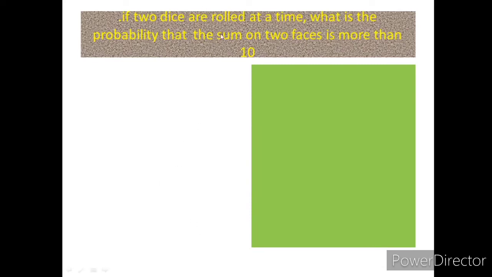Here the condition is the sum on two faces is more than 10. More than 10 means you may get 11, or 12, or maybe 13. Is 13 possible? Not at all possible. Why? Because the maximum ordered pair is 6, 6. While adding 6 and 6, you will get 12 only. So getting a sum of 13 is impossible even while rolling 2 dice.